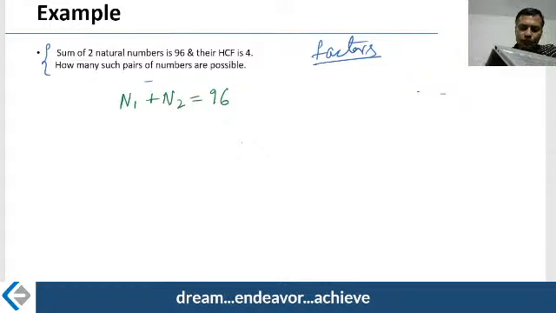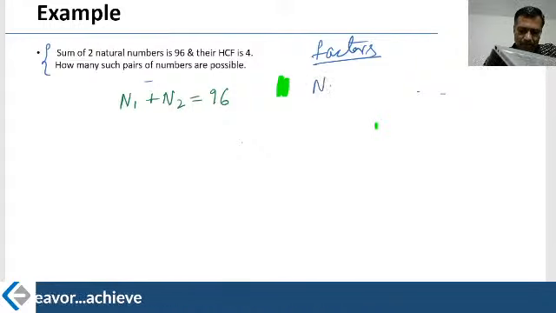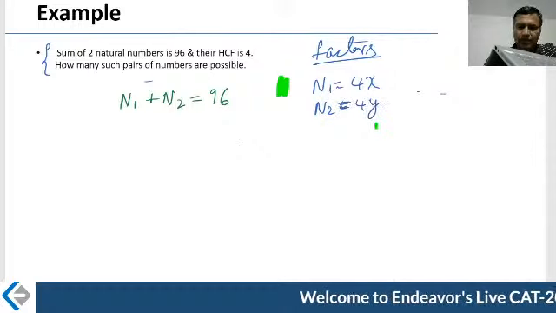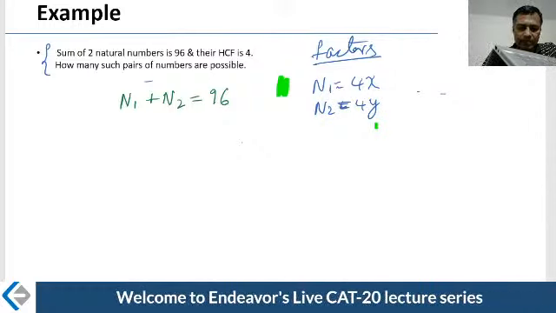Their HCF is 4 means what? Since the HCF is 4, n1 can be written as 4x, and n2 can be written as 4y. That's the meaning of saying that 4 is the HCF. This is 4x. This is 4y, where x and y are co-primes.